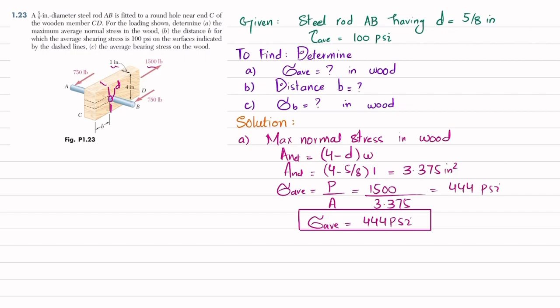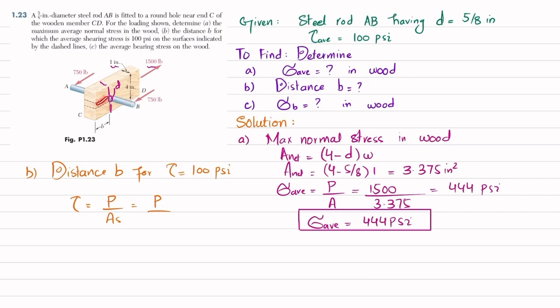Now we will move toward the second part, which is distance b, for which shearing stress is given as 100 psi. So we know that shearing stress is equal to shearing load per unit shearing area. So from here, load is P, and shearing area is this. This load will cause the steel shaft to move in this direction.